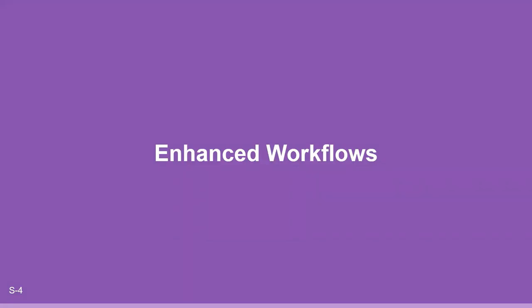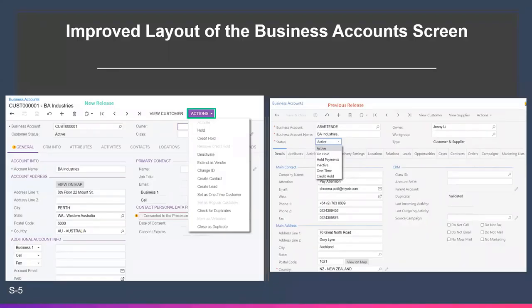Enhanced workflows. In this release, much of the focus is given on redesigning the workflow for better customer usage and experience. For example, business accounts, customers, and suppliers screens have been redesigned. If we compare this with the previous release, where the status was controlled through the drop-down action, this has changed in the new release, where the customer status field is grayed out and is controlled through the actions drop-down. So the user, based on the actions he is performing, the status gets updated automatically.